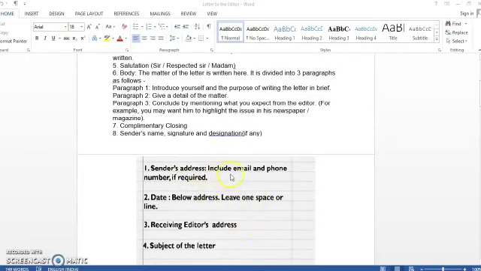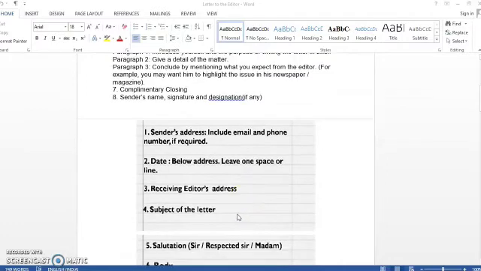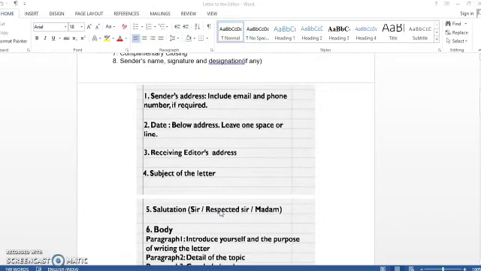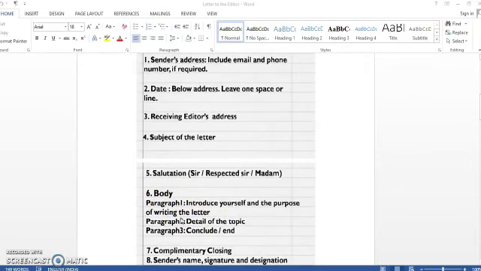Sender's address. Here you can include email and phone number also if required. Then date, below address. You can leave a line and write the date in complete. Then receiving editor's address, the editor, the newspaper, and the address of the newspaper. Then comes the subject of the letter. Salutation, sir, respected sir. I would prefer sir or madam. Both are correct. Then the body of the letter, the content.